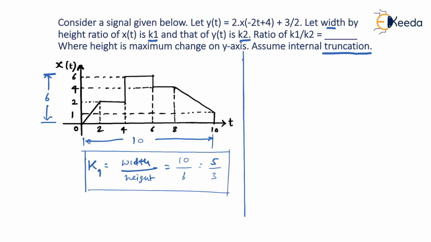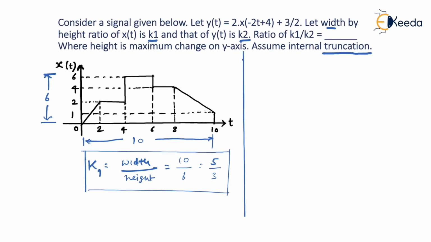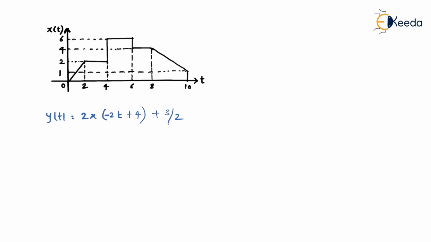What is remaining is to determine the value of K2. So again, K2 refers to the width by height ratio of y of t. So what is y of t given? Y of t is twice of x of minus 2t plus 4 plus 3 by 2. We can write it over here. So I'll just confirm this. Y of t is equal to twice of x of minus 2t plus 4 plus 3 by 2. Okay, this is the similar thing they have given, y of t in terms of x of t.